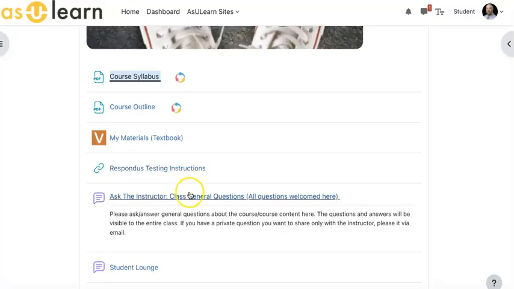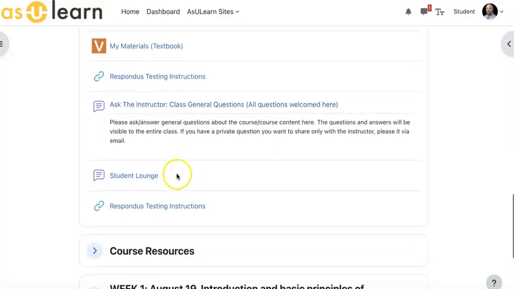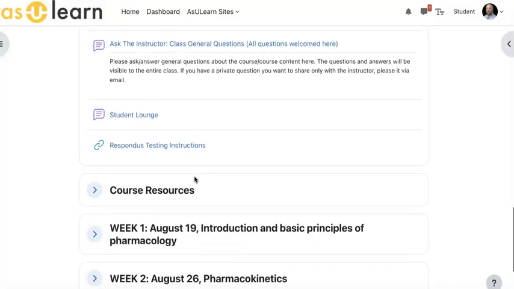If you have questions that may benefit the whole class, may benefit your colleagues, please put that question here so that I can respond to that. Because if you have the question, most likely somebody else in your class is going to have the same question as well, or need some more clarifying information. There's also the student lounge for you to ask questions or communicate with your colleagues there as well.